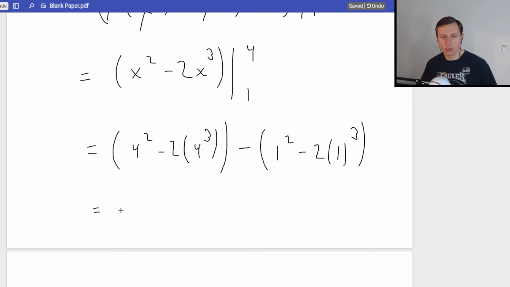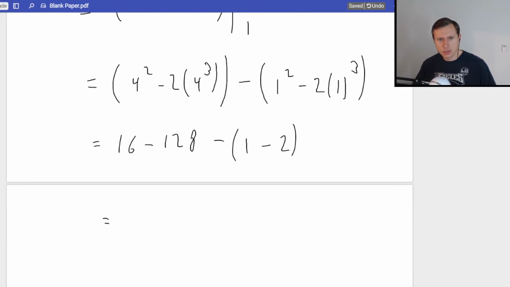So this is going to equal 4 squared is 16 minus 2 times 4 cubed. As we all know, 4 cubed is 64. 64 times 2 is 128. And then minus quantity 1 squared is 1 minus 2 times 1 cubed is actually just 2. That's not bad at all. So 16 minus 128. Gosh, I hate mental subtraction. Negative 112. Yeah. Negative 112 minus negative 1, so really plus 1. We'll get a final answer of negative 111.